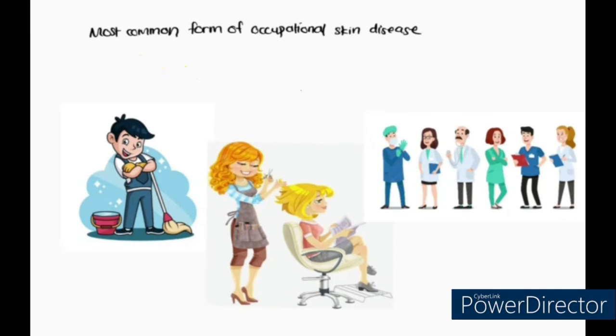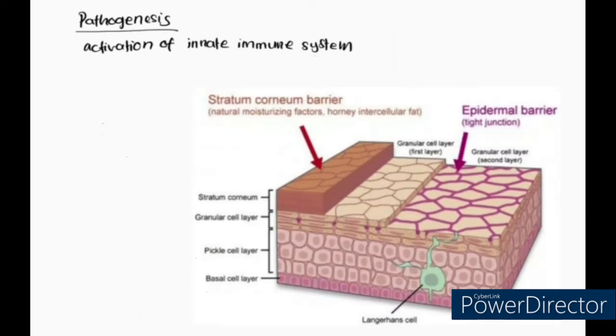ICD is the most common form of occupational skin disease, estimated to constitute between 70% and 80% of all occupational skin disorders, most often affecting those involved in wet work such as cleaners, hairdressers, food handlers, and healthcare personnel. Pathogenesis involves activation of the innate immune system, which forms the first-line defense in the immune response.